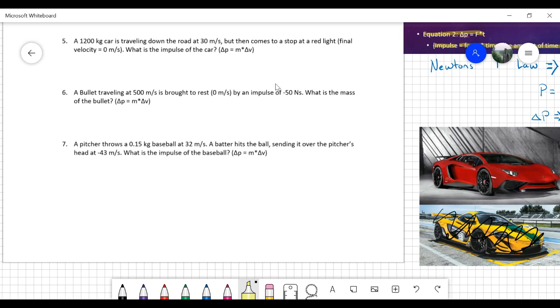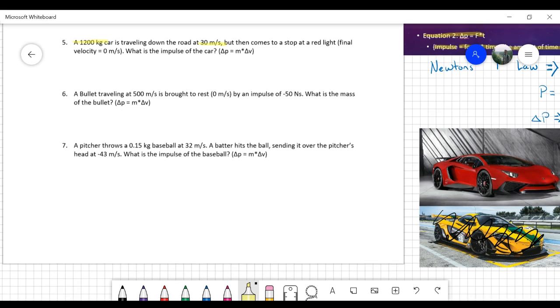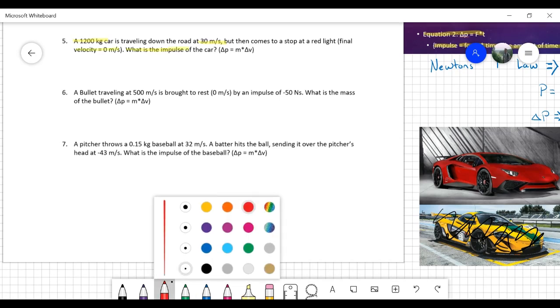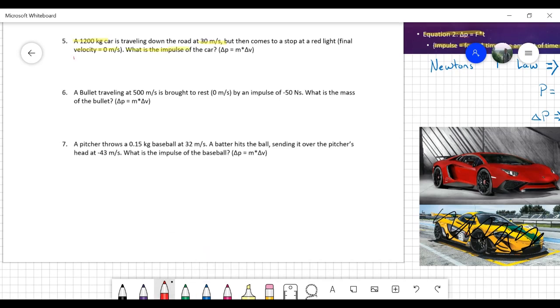So let's go through this. Let's do number 5. A 1,200 kilogram car traveling down the road at 30 meters per second. But then it comes to a stop. So its final velocity is 0. What is the impulse? Alright. So let's start like always. Make our list. So mass is right here. That is equal to 1,200 kilograms.